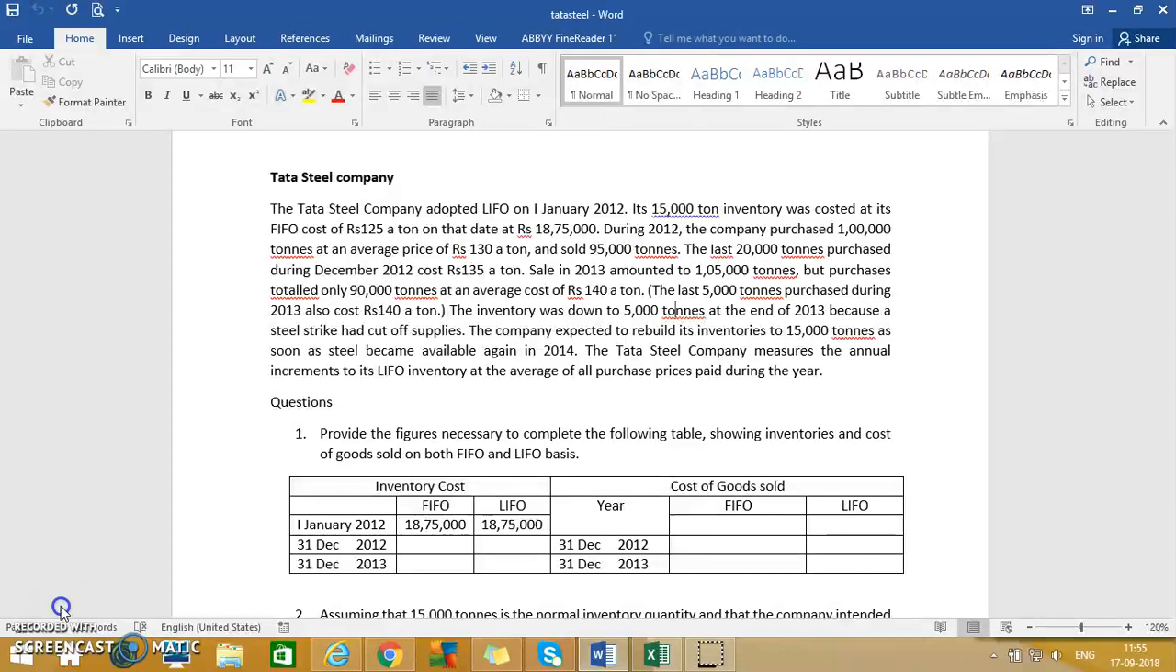This is the problem that was given to you as an assignment. So the numerical here is about Tata Steel Company, which has changed its valuation method from FIFO to LIFO in the year 2012. So what does FIFO mean?